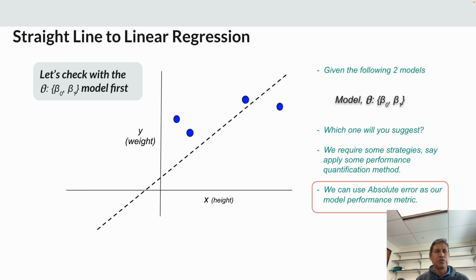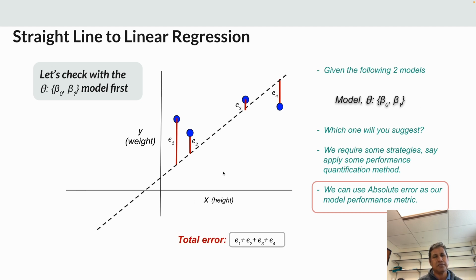One thing that we can do is use the absolute error made by each of our models. In this case, we are evaluating the first model, and for the first point, the model is making E1 error. If we ask the model to label this data point, at best it can say that it is here. So this is the error. For the second point, you have error 2, third point, error 3, fourth point, error 4. Now we sum them up, and this will be the total error of this model.